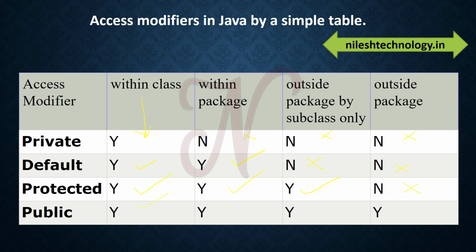Public can be accessed anywhere. So this is the simple table of access specifiers.